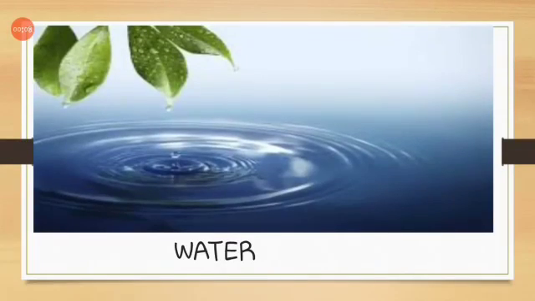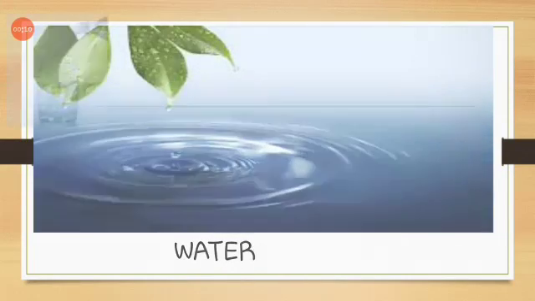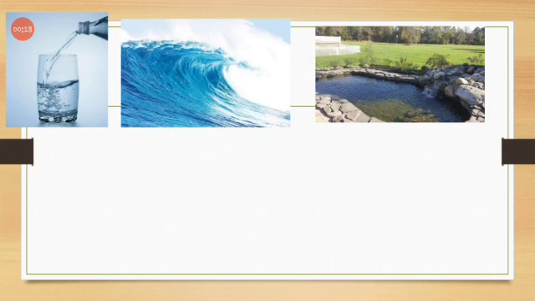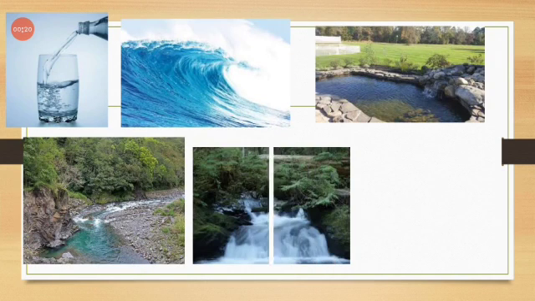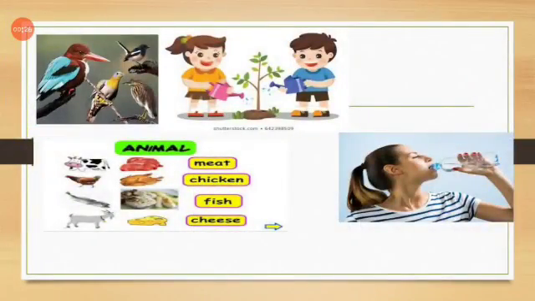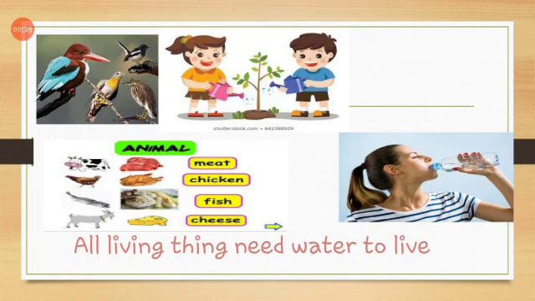Lesson 2, Water. Water is the most precious resource on the earth. It is found in ocean, pond, river, stream and even under the ground. All living things need water to live and to do many other activities. Let us learn more about water in this lesson.